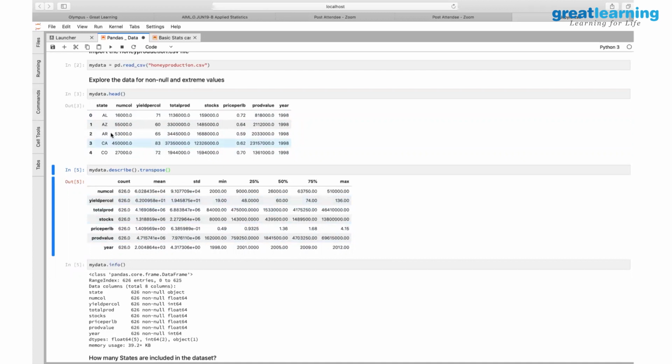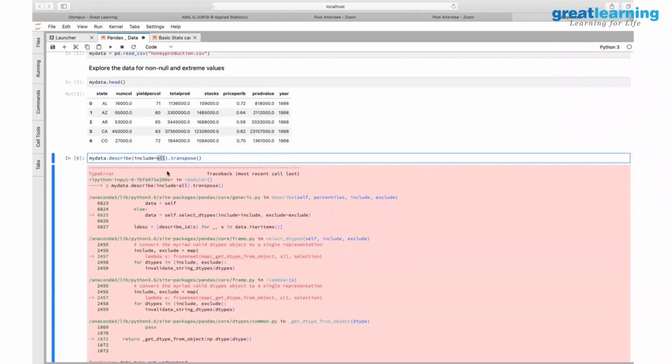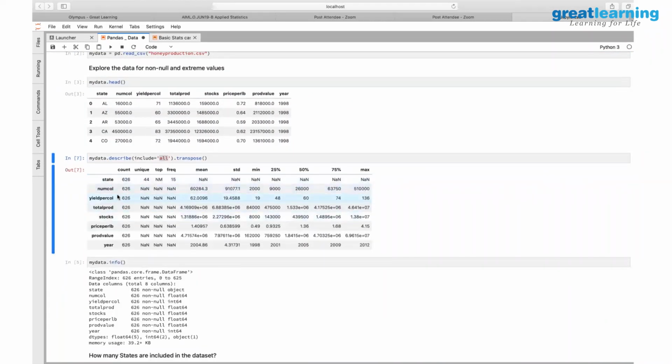But what if we want to see the state column also? I think all you need to put in the code is include state. Yeah, so now I include state. If we include state, you can get a sense of how many unique states we have, which is the top state, that is the maximum frequency occurring, and how many times it has occurred. That's all the data you can get about a nominal variable.